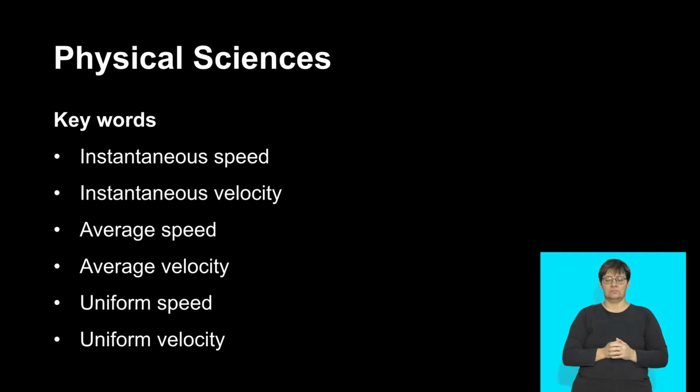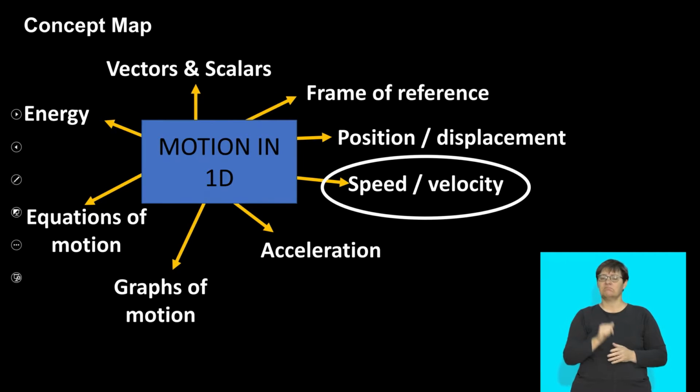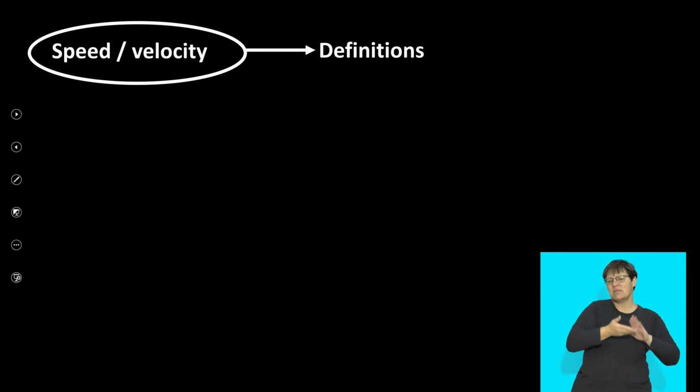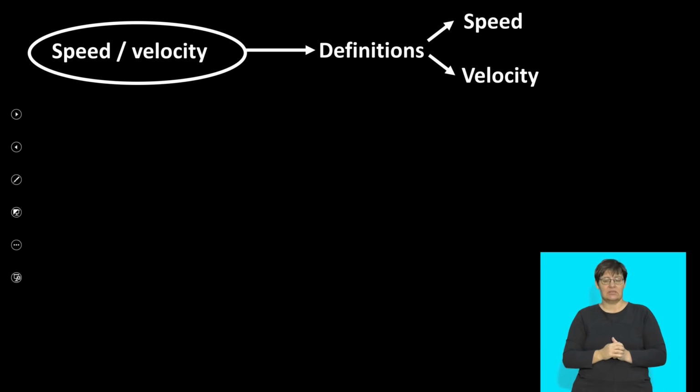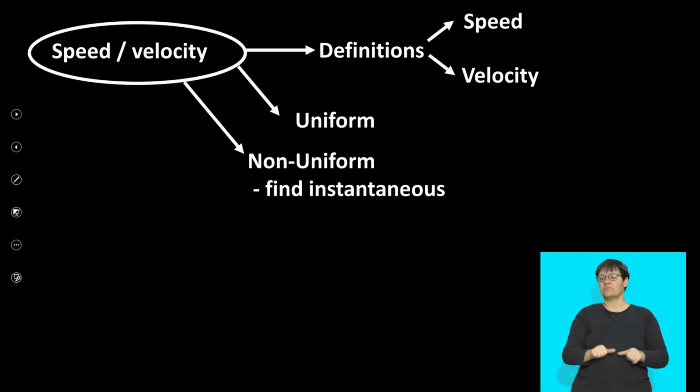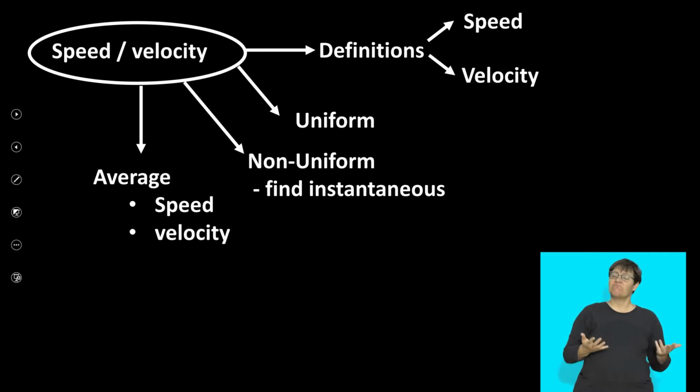So, there we go. Let's look at speed and velocity in detail. This is what we're looking at. We need to be able to define speed and velocity, okay? We are going to look at what uniform means. Then we're going to look at what non-uniform means, which is where we're going to find the instantaneous. And then we're going to talk about average speed and velocity.